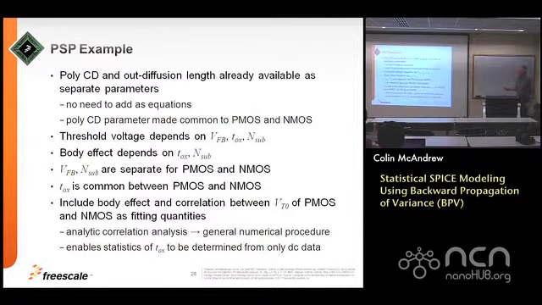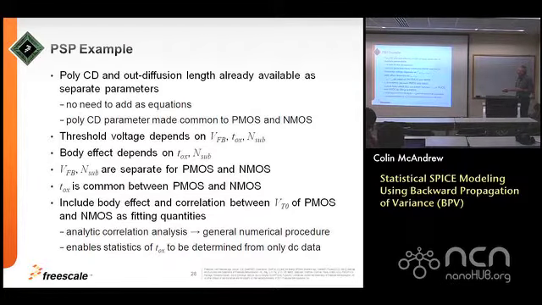This is for PSP, and this includes correlation. So it turns out that PSP has separate diffusion and poly CD parameters. So we just link the ones between the N and the PMOS. Threshold voltage depends on flat band, oxide thickness and substrate doping. The body effect depends on TOX and the substrate doping. So what we do is we separate VFB and N sub for the NMOS and PMOS, and then keep TOX in common between them. TOX control is very good these days.